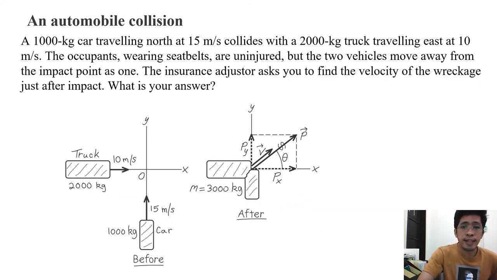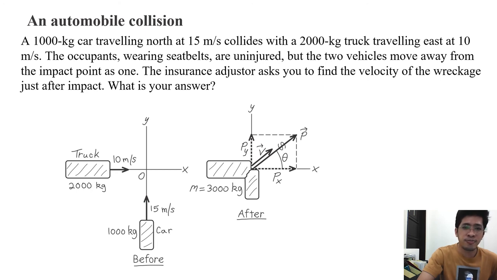So let's have one last example. This is an automobile collision. A 1,000 kilogram car traveling north at 15 meters per second collides with a 2,000 kilogram truck traveling east at 10 meters per second. The occupants wearing seatbelts are uninjured, but the two vehicles move away from the impact point as one. The insurance adjuster asked you to find the velocity of the wreckage just after the impact.